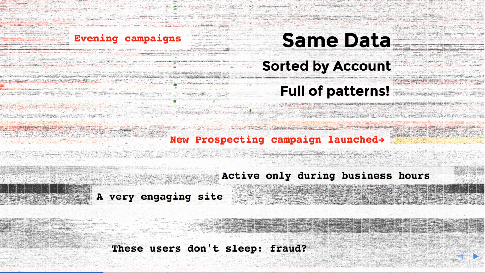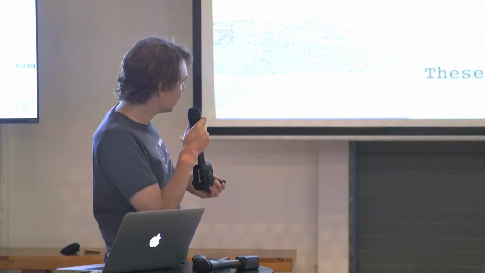You can see these dark areas, and suddenly you start seeing those red dots there. You can also see some yellow dots and all kinds of things happening. So there is lots of information in this data. In this very simple visualization, you can already see many of these patterns. You can see campaigns that start at night or in the evening. This is a special type of campaign, a prospecting campaign that launched. Some accounts are active mainly during business hours, maybe because they are selling something business oriented, and people don't go to those sites during nighttime or evenings.